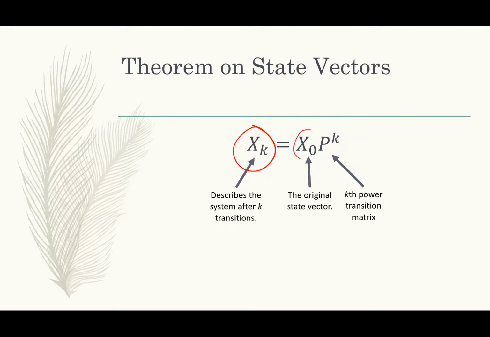x0 we already talked about being the initial state vector, kind of where we're at in the beginning. And then p to the k power, this talks about what we did in 8.2, which is our transition matrix after a certain number of states. So remember, k represents however many states or however many transitions we're going through. So for example, if we did p to the 3rd power, it would be our transition matrix to the 3rd power, which is finding the transition matrix after 3 transitions.